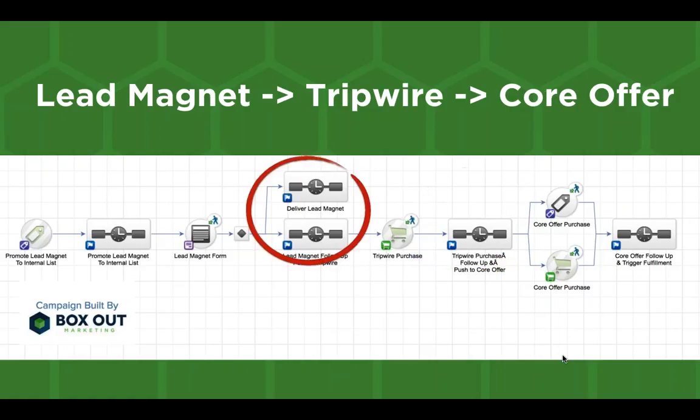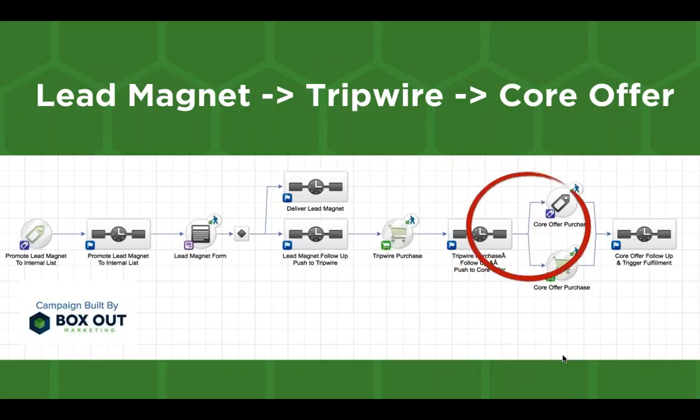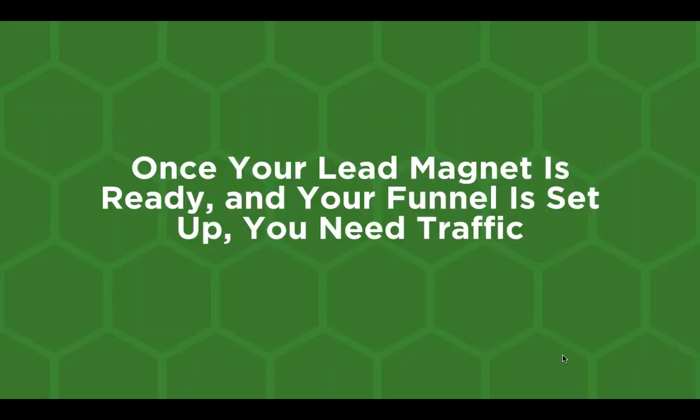And then, of course, you've got your sequences. You're going to deliver the lead magnet, you're going to deliver the Tripwire, and you're going to push to the core offer, etc. And in the front end, you're going to send this to your existing list if you would like to. Once your lead magnet is ready and your funnel is set, you need traffic. You've got to go get traffic.